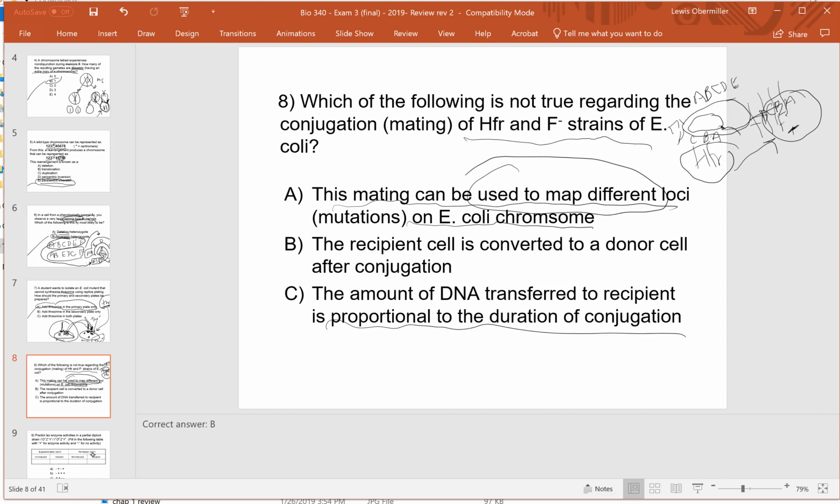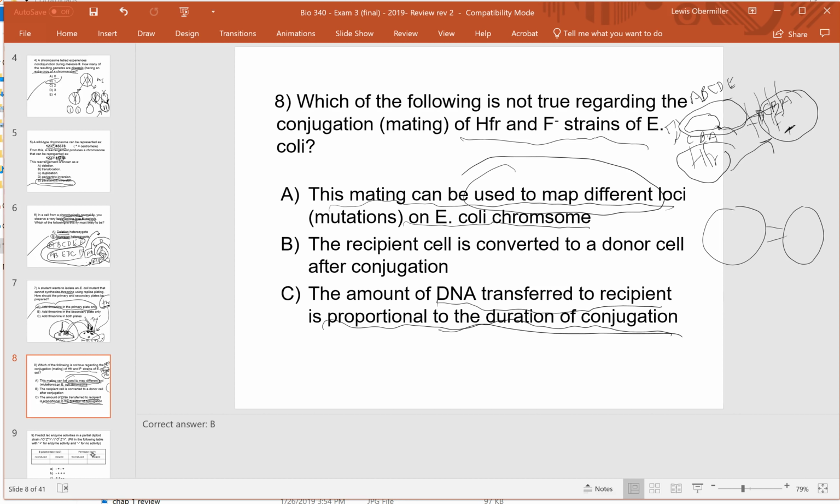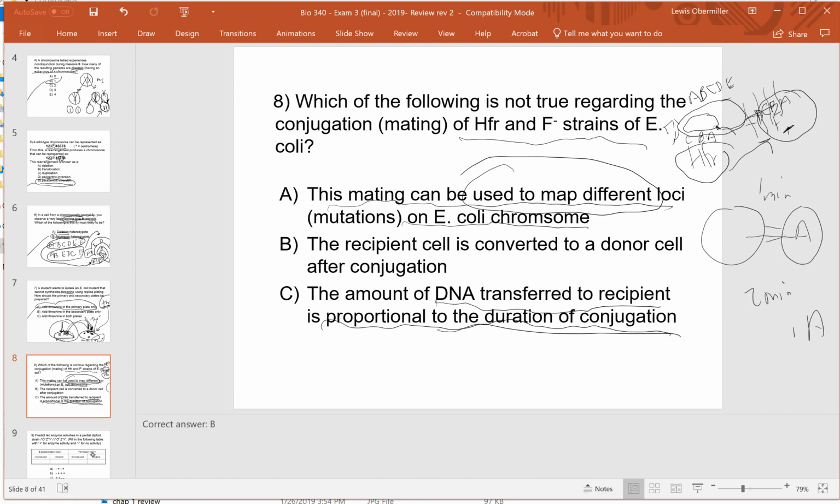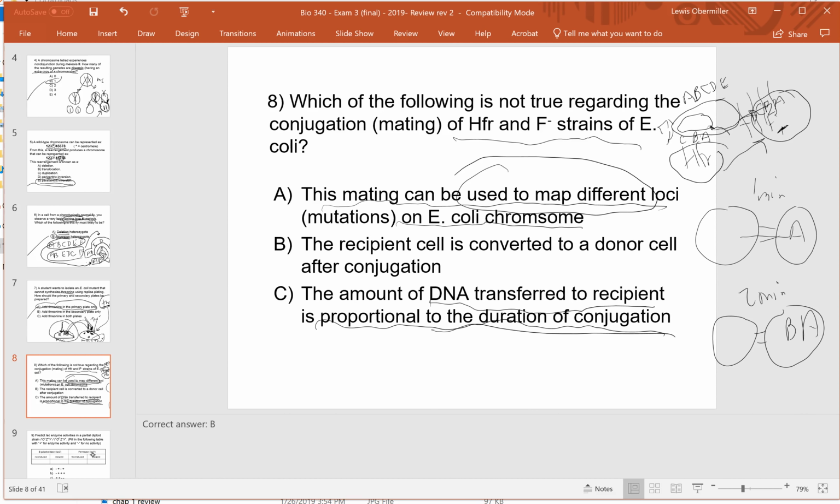We talked about this. The amount of DNA that gets transferred to the recipient, the F minus cell, depends on how long they're conjugated, in other words, how long they're connected. So if they're only connected for a minute, maybe only A goes across. And if they're connected for 2 minutes, maybe they get A and B to go across. And 3 minutes, and so on and so forth. So the amount of DNA getting transferred is directly proportional to the time that they're linked together through this pilus.